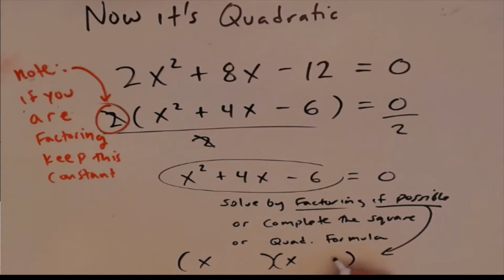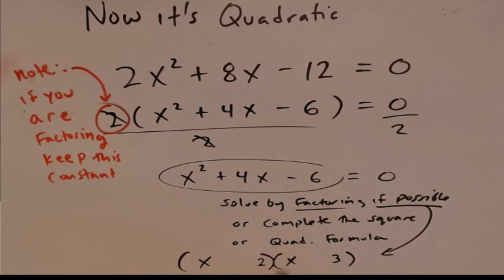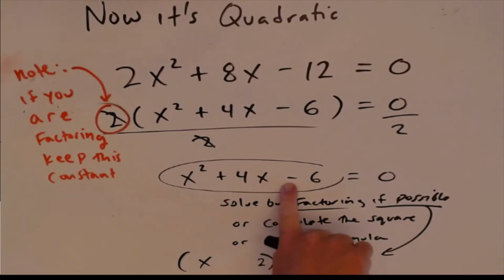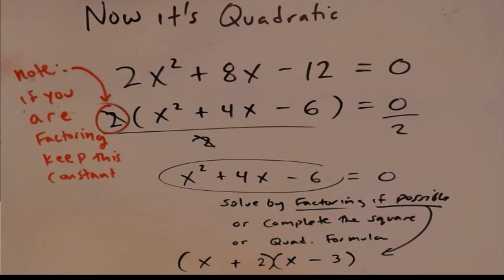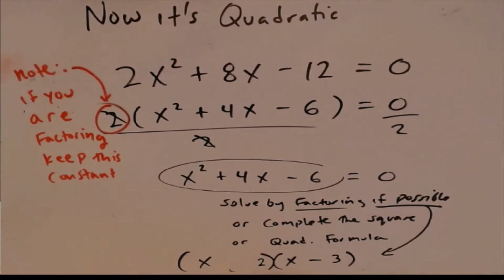So you could try maybe 3 and 2, but they don't add to be 4. You can get them to multiply, right? You can go +2, -3. That multiplies to be -6, but it doesn't add to be 4. Or you could try -2 and +3, and again, that multiplies to be -6, but it doesn't add to be 4. So that's not going to work.